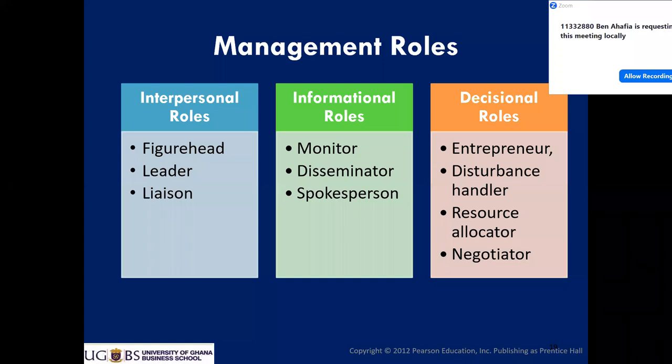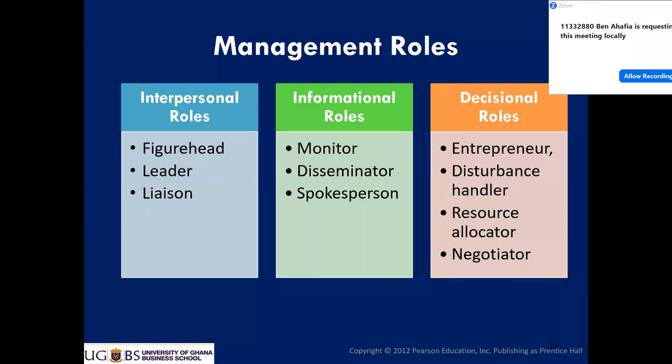Under interpersonal roles, we have managers playing the role of figurehead. We refer to them in every situation. If there are confusions, we refer to the manager. Managers are leaders. We look up to them. They give us the direction that we should go. In fact, managers define the culture of the organization for us. They are the leaders.